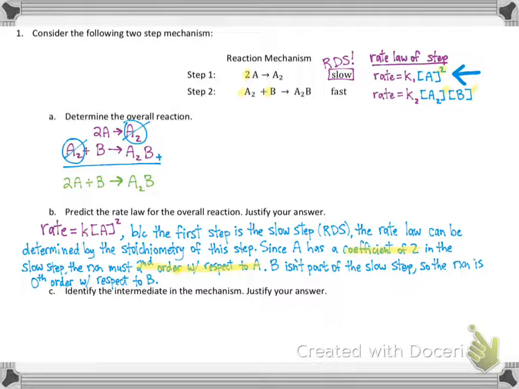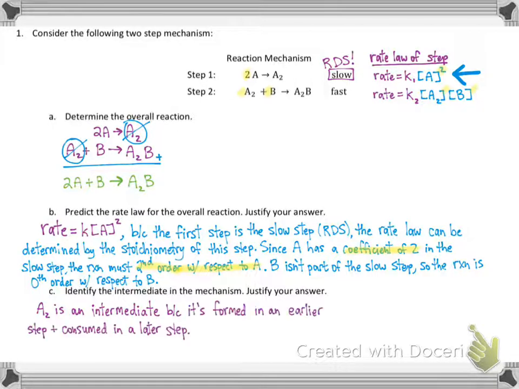Okay, part C says identify the intermediate and justify your answer. Well, I might have already mentioned this when we were summing it up, but if you don't remember, you should try this anyway. And when you're ready to check, unpause the video. In this particular reaction, A2 is an intermediate. Now, the way you have to justify that is you have to talk about the idea that it's formed or produced in an early step and consumed in a later step, because that's what makes it an intermediate.